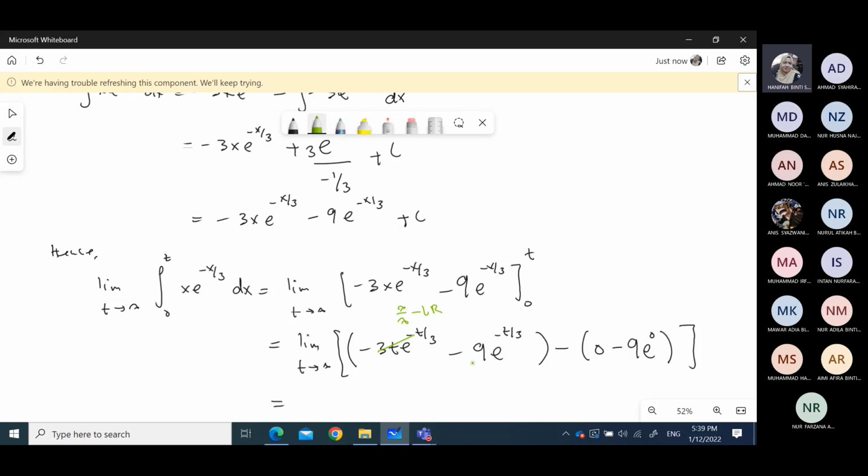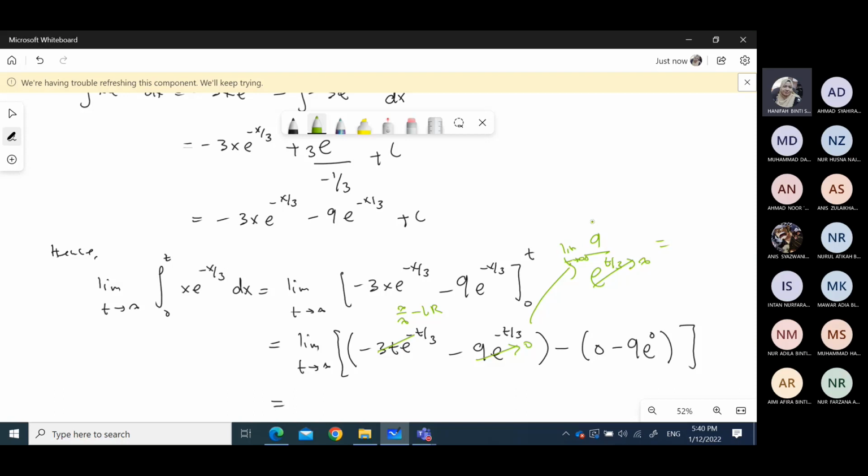So this one you will get 9 over infinity, so this one is 0. Why do I say 9 over infinity? This one, exponent of negative t over 3, is equivalent to 9 over exponent t over 3, as t approaches infinity. So here you get infinity. Anything divided by infinity in a limit, any constant divided by infinity, we will have 0.